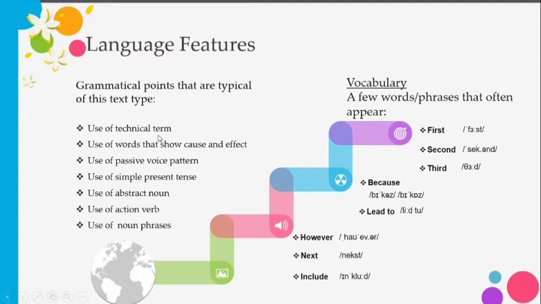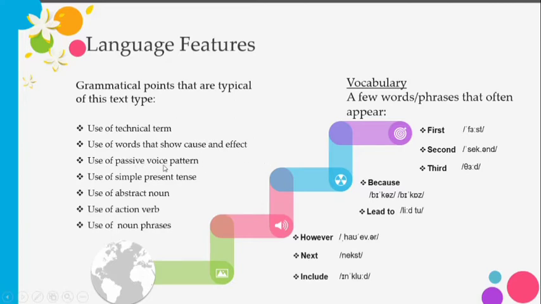Use of technical terms. Technical terms are an essential part of all technical and scientific writing. And use of words that show cause and effect, for example, words that indicate the sentence is cause and effect: because, caused by, thanks to, and others.